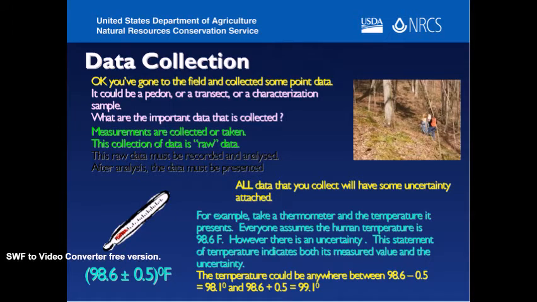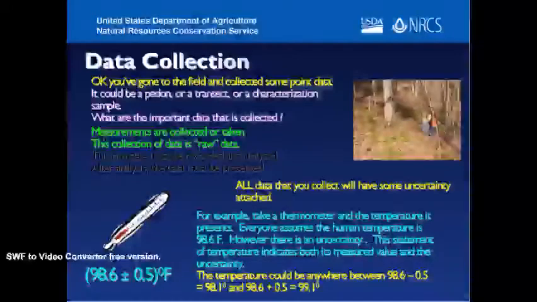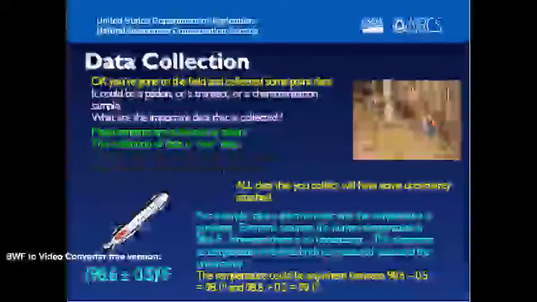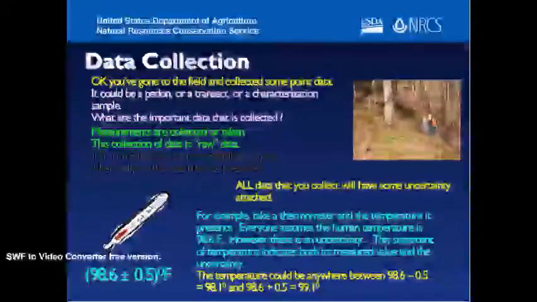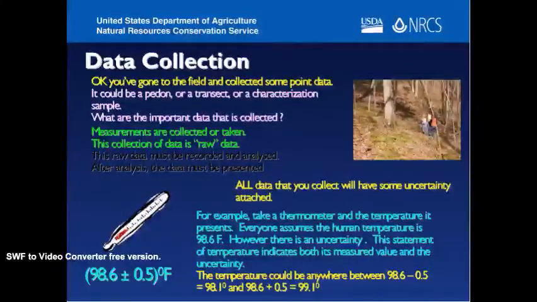And so all of this data that you collect is going to have some degree of uncertainty attached to it, whether it be a transect for composition, whether it be a hand texture, whether it be an estimate of KSAT. They all have a degree of uncertainty attached to it.